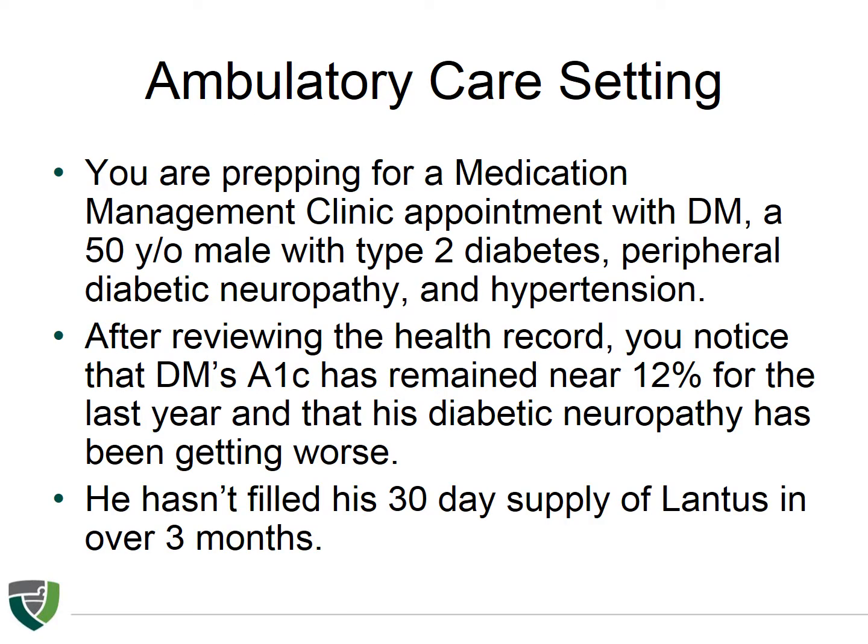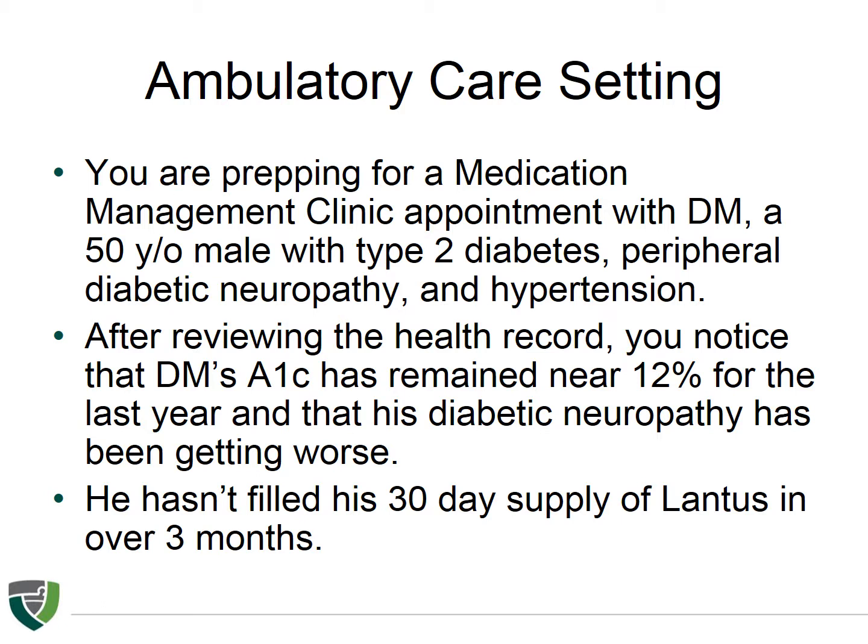Our final setting is the ambulatory care setting. This is a medication management clinic appointment with our patient DM, who is a 50-year-old male with type 2 diabetes, peripheral diabetic neuropathy, and hypertension. Prior to his appointment, you review his health record, and you notice his A1C has remained stagnant, around 12% for the last year. Because of that, his diabetic neuropathy has been getting worse.